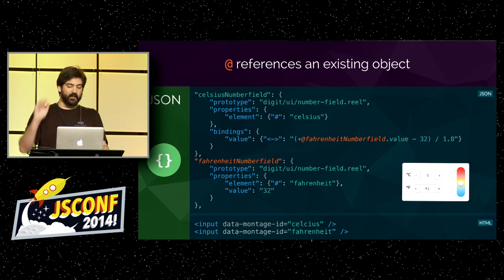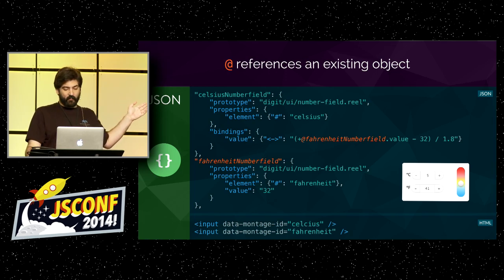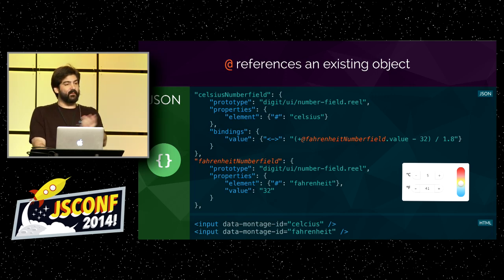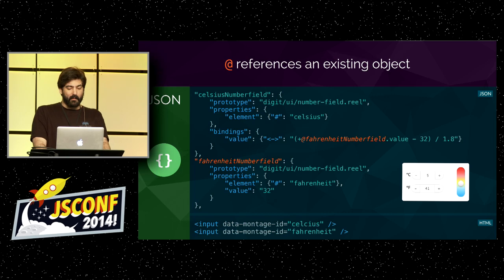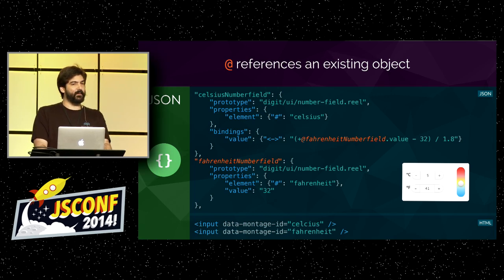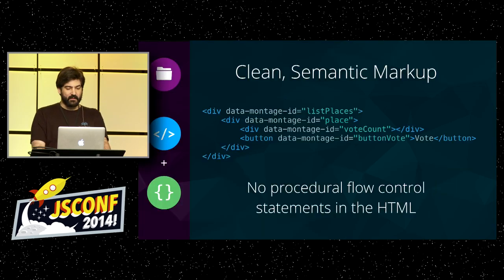just with bindings by themselves. So the end result of what you would see here is that if the number field changes, it's just going to compute the equivalent value for the other number field. As I'll show you later, you can do some interesting things with collections and data structures too, with FRB expressions.